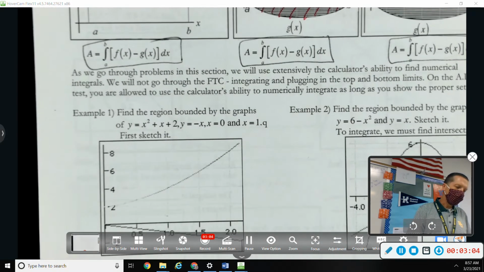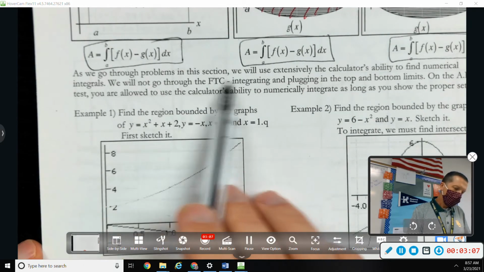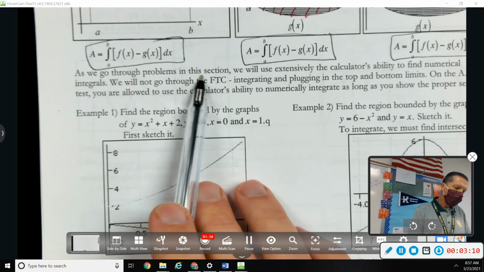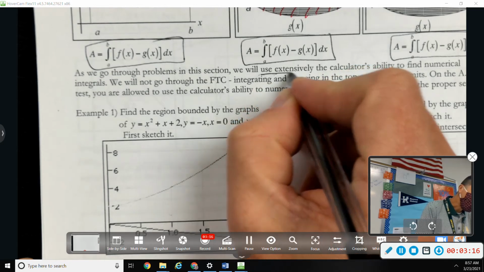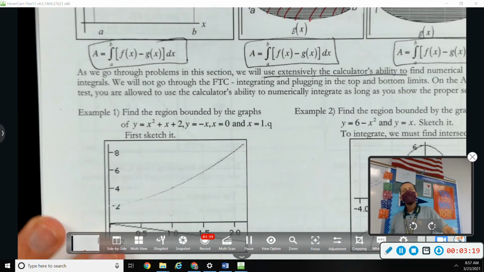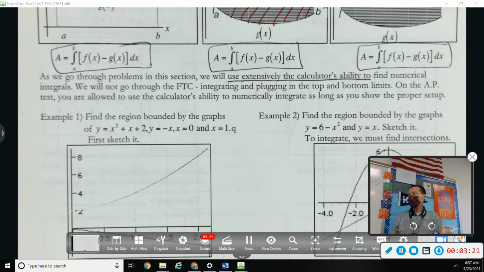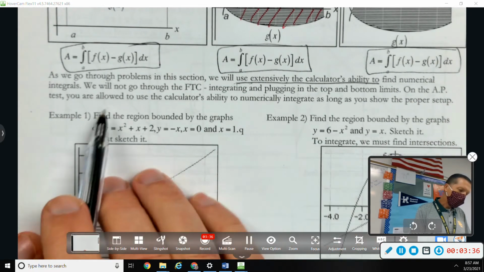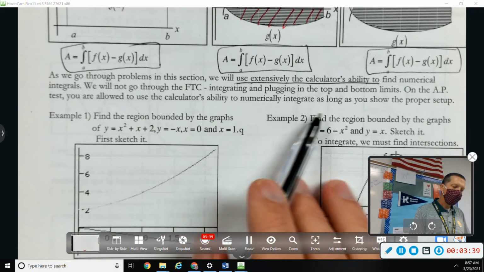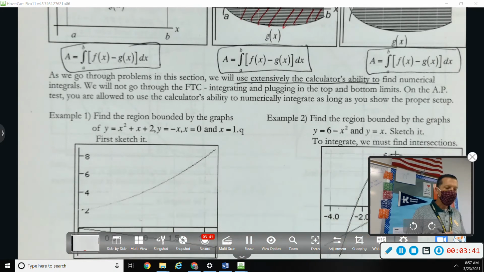Let's look at example one. All these words, as we go through the problems in this section, this is important. I'm glad we did read this. We will use extensively the calculator ability. So when we get to this stuff, we're going to let the calculator handle the integral, handle the hard stuff. Because the hard stuff for us is setting it up. Once it's set up, we'll let the calculator, Math 9, do the hard work. On the AP test, you're allowed to use the calculator's ability to numerically integrate as long as you show the proper setup. So as long as you've shown what's going on, then you can go to the calculator and let him do the work.